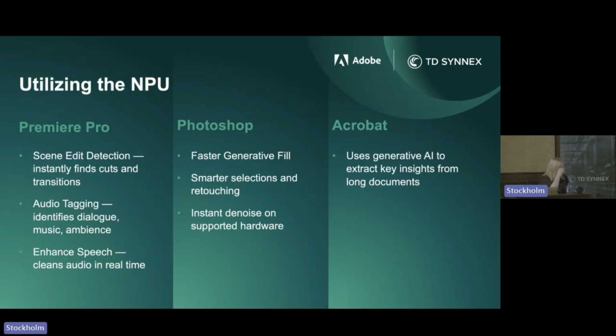So utilizing the NPU, as I said previously, we have Premiere Pro, Photoshop, and Acrobat. In Photoshop and Premiere Pro, AI acceleration makes imagination instantaneous. Featuring Creative Cloud Pro and Enterprise in Firefly, you've got some real-time generative previews to adaptive creativity. So these are just a few examples of what can be done here.